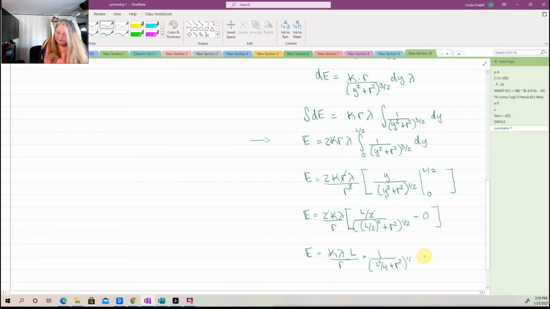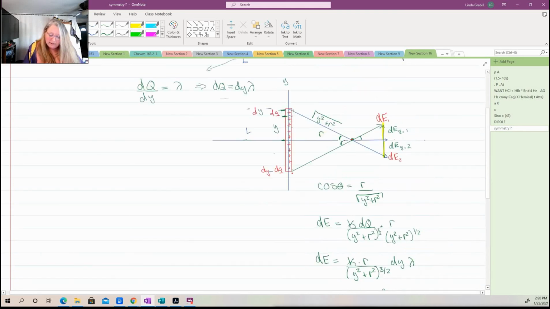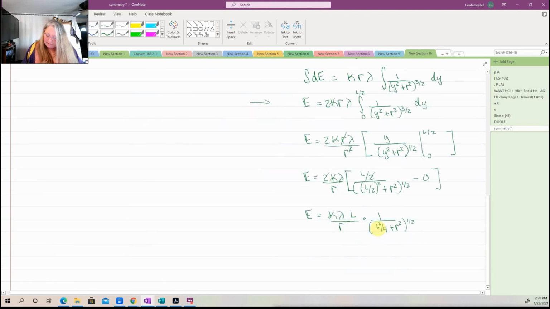So this is kind of fun, because the one thing that we can think about is what we did with the dipole. What happens if r is much, much greater than L? Then this piece would go away. So for r much, much greater than L, I would end up with k lambda L over r times 1 over r squared to the 1/2. Yeah, to the 1/2, that's fine. That looks goofy, let me write it up top. To the 1/2, and then the 1/2 of the r squared simplifies down simply to k lambda L over r squared.